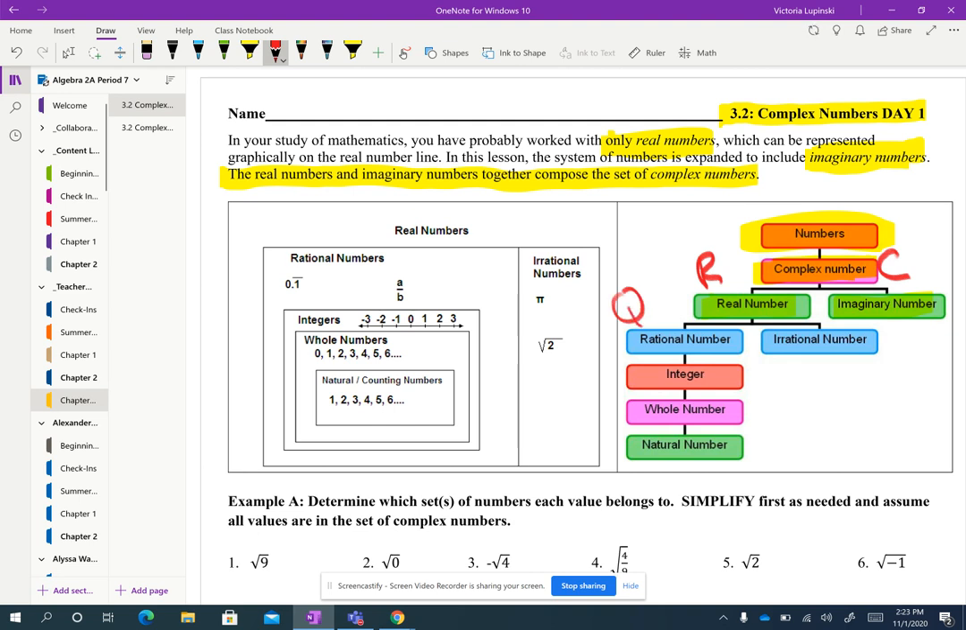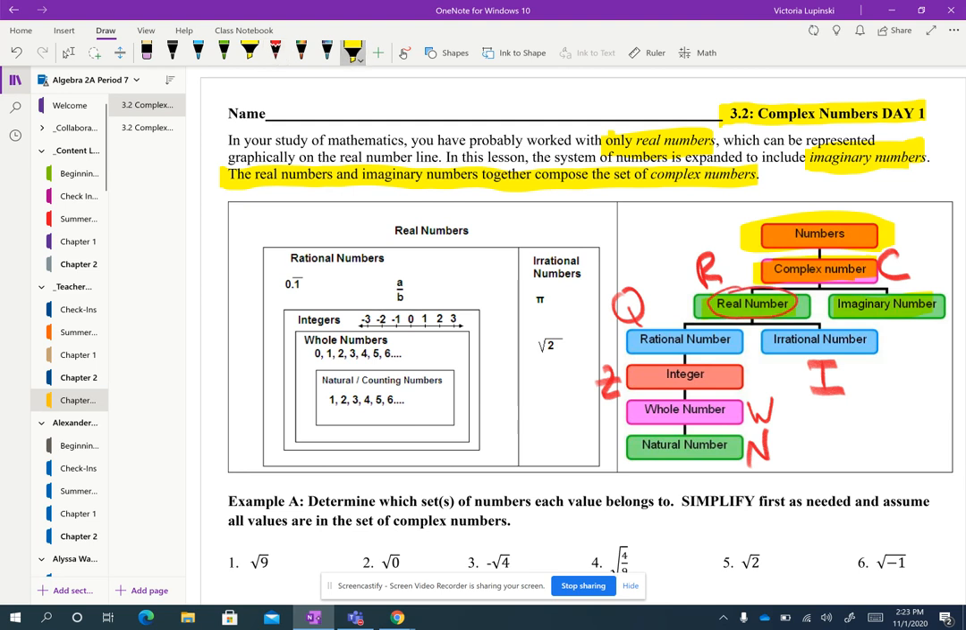Because rational numbers, you can't use R again. The rational numbers are actually called set Q. The irrational numbers are called set I. For integers, again, you can't use I again. So the integers are actually the Z set, followed by W for the whole numbers, and N for the natural numbers. So we're going to go ahead and talk a little bit more about the real numbers before we go ahead and bring in the imaginary numbers.